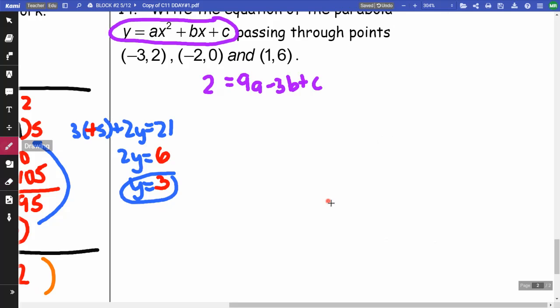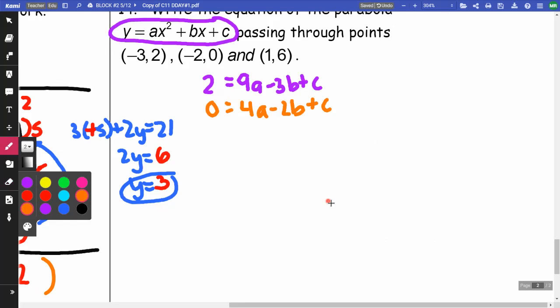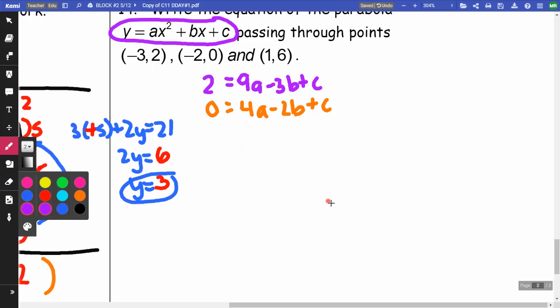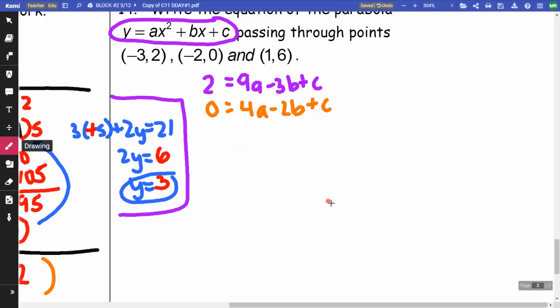My second equation is going to be 0 is equal to 4a minus 2b plus c. And my last one is going to be 6 is equal to, here, I'm going to change that color so that it doesn't blend in with this problem over here. Okay, so that was from here. Okay, so let's say I put in 6 is equal to A plus B plus C.